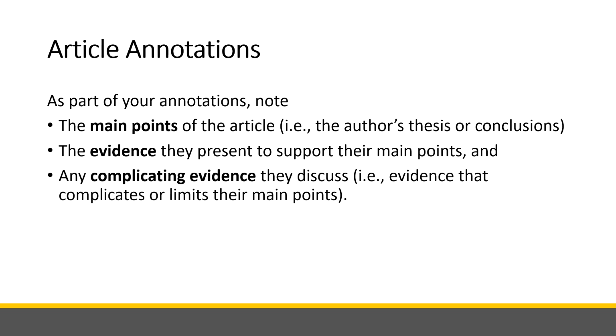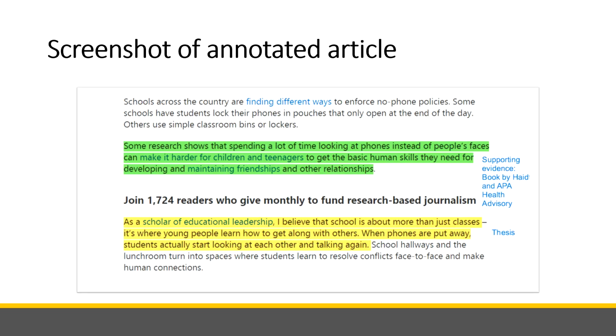As part of your annotations, note the main points of the article, which will be the author's thesis or conclusions, the evidence they present to support their main points, and any complicating evidence they discuss, which is any evidence that complicates or limits their main points. This slide shows a screenshot from an annotated article. The student has highlighted different parts of the article and used text boxes to put notes in the margin of the article. You can find the full copy of this example on Blackboard.